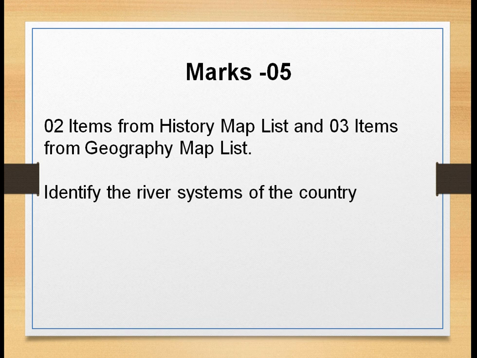Next, by seeing this slide, please make it clear that from history 2 marks and from geography 3 marks will be there. That means for the 3 marks you have to do the map work on the India outline political map, and for history you have to do the 2 marks. So 3 items will be from geography and 2 items will be from history.